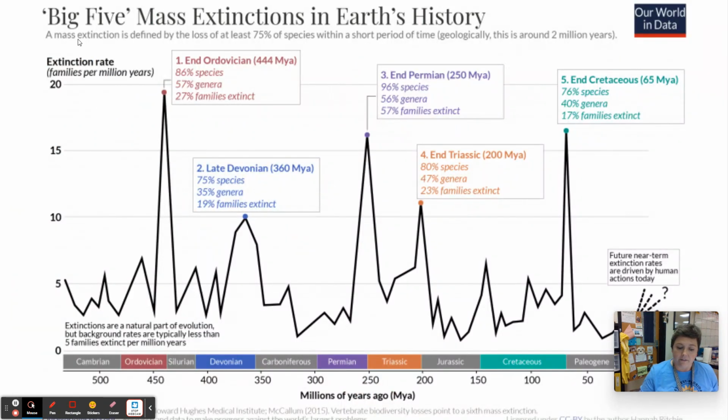So we have 5 big ones. There have been 5, and then the 6th one, if you hear someone talking about the 6th one, it would be the one that we're in right now. So it hasn't completely happened yet. So there have been 5 mass extinctions.